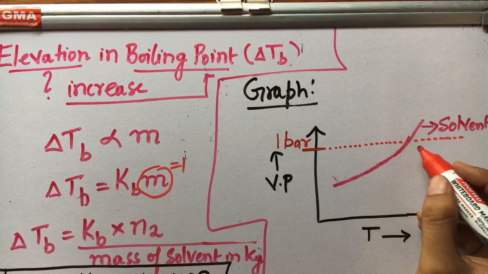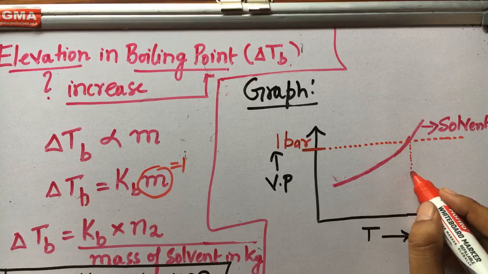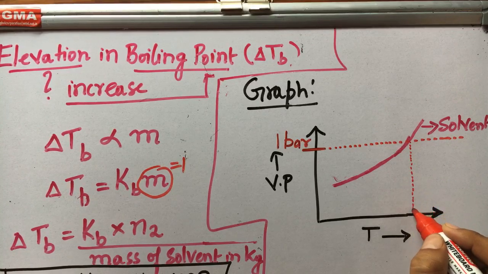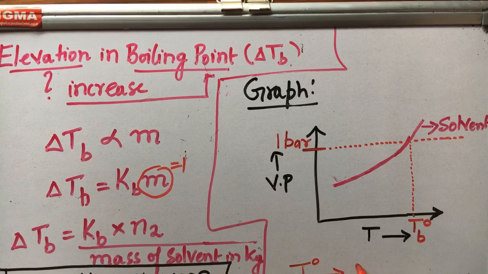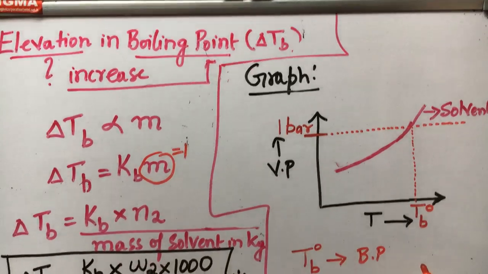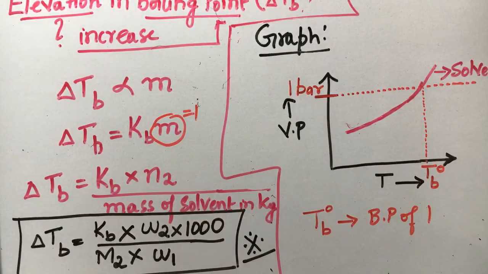This particular temperature is called the boiling point of the pure solvent. I should write it as Tb naught. This is called the boiling point of the pure solvent. So Tb naught, which we have already seen, is nothing but the boiling point of the pure solvent.